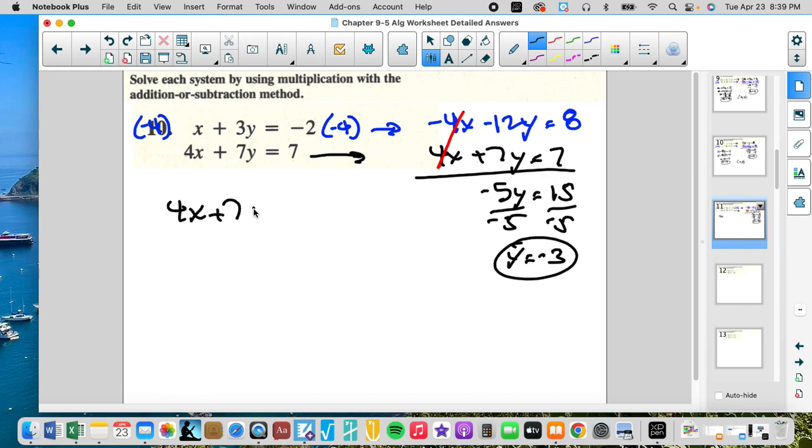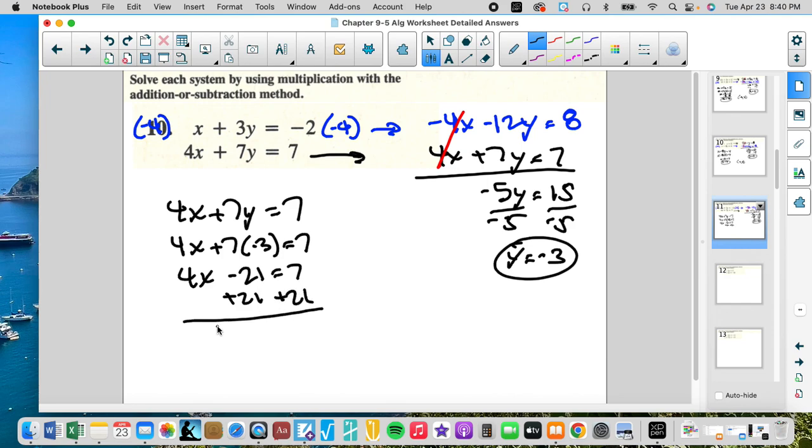4x plus 7y equals 7. 4x plus 7 times -3 equals 7. 4x minus 21 equals 7. Add 21. 4x equals 28. Divide by 4. x equals 7. The point is 7, -3.